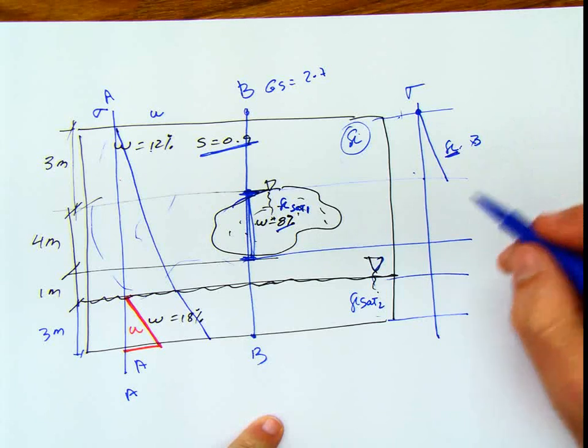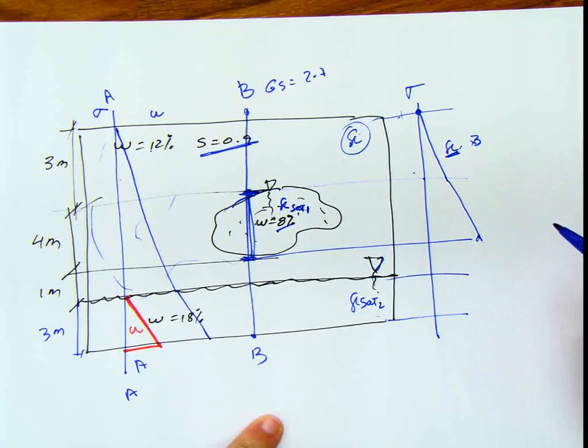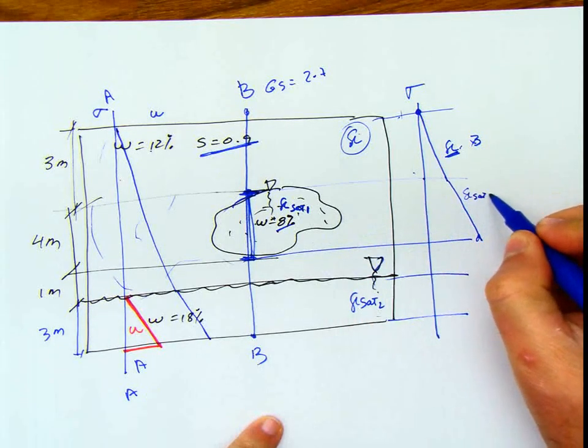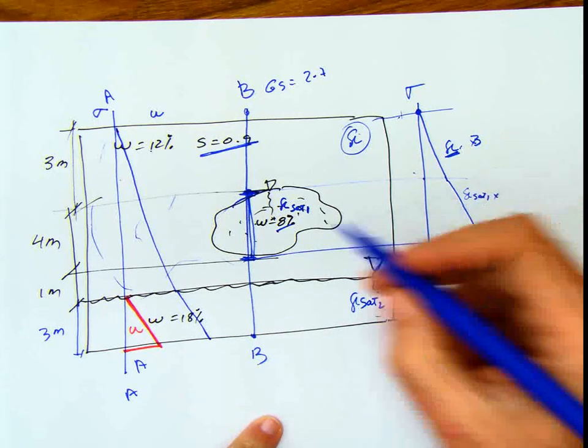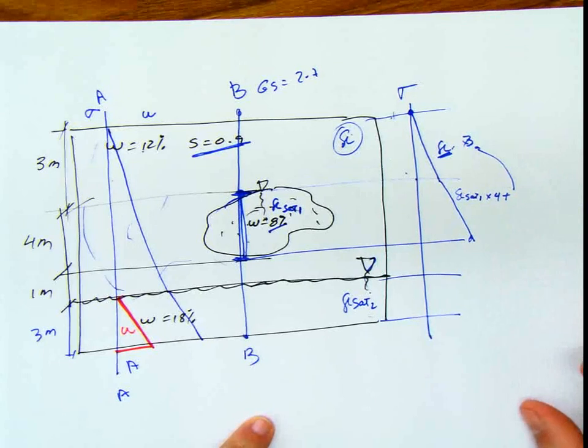But now in this other part, what I'm going to add here is the saturated gamma 1 times 4, plus the value that I got before.